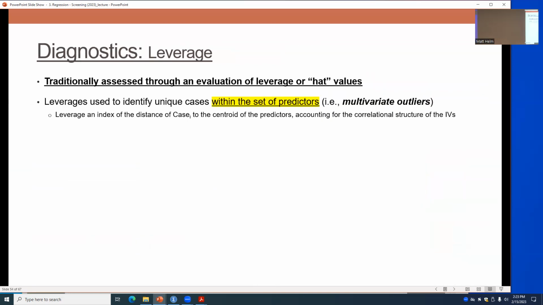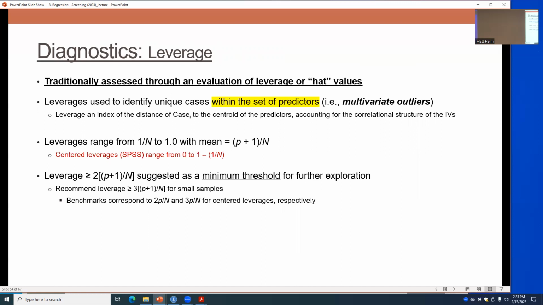Okay. And we talked about leverages. Again, remember that leverages are multivariate outliers. These are a weird combination of predictor variables. Y has nothing to do with it, right? We're only looking at your predictor values.